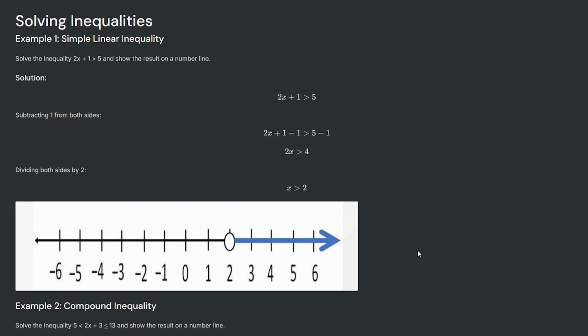Okay, let's go to solving the real life inequalities problem.